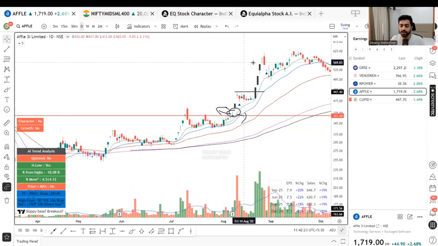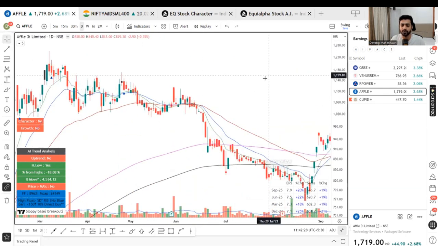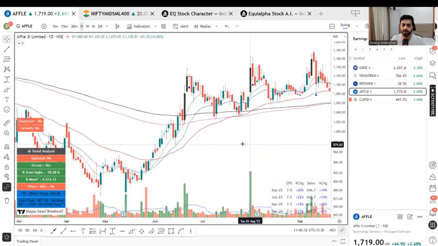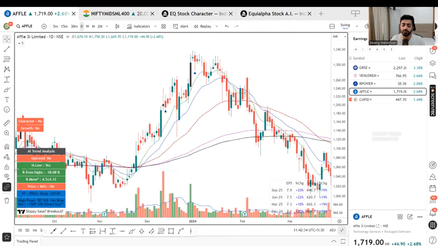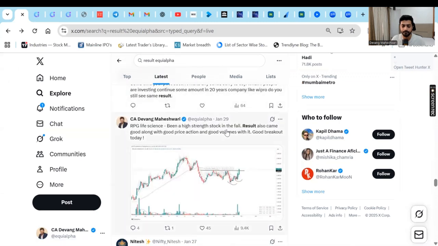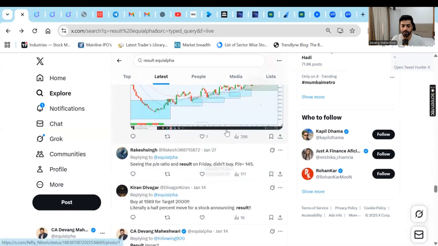Okay, so these are earning gaps. Why you should not hold into results until unless you have like 3, 4, 5% kind of profit. Okay, is this clear, or you need some more examples? Okay, clear.